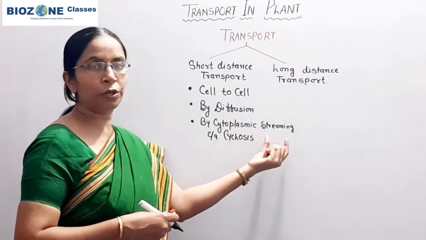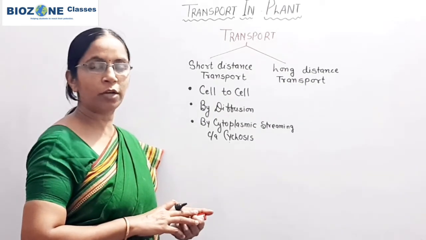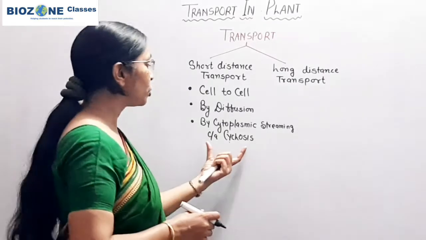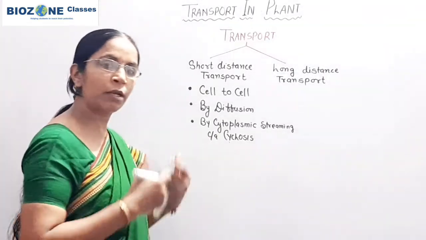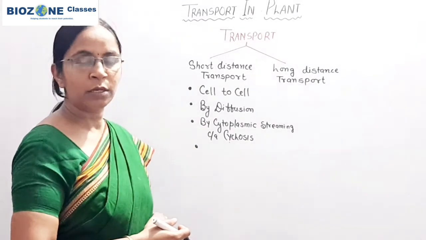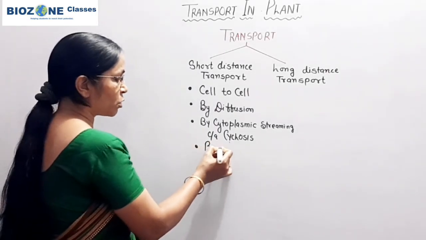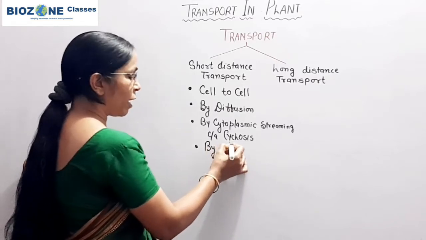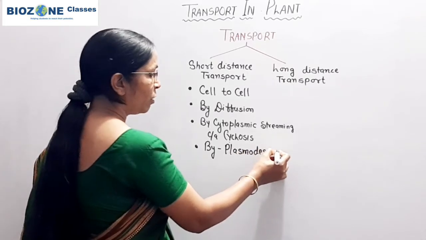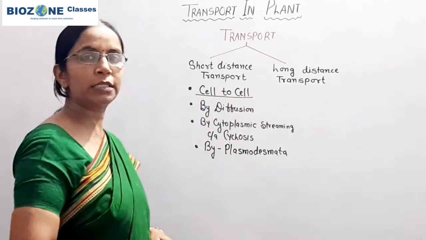So in cytoplasmic streaming, with the help of cytoplasm, transport takes place from one part of the cell to another part of the cell. Also, through plasmodesmata, direct transfer takes place according to the concentration gradient. So short distance transport also takes place by plasmodesmata. Mainly the transport is cell to cell.